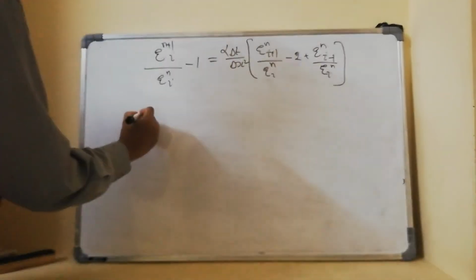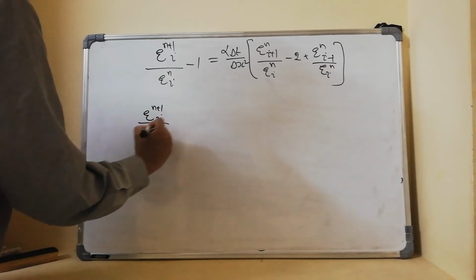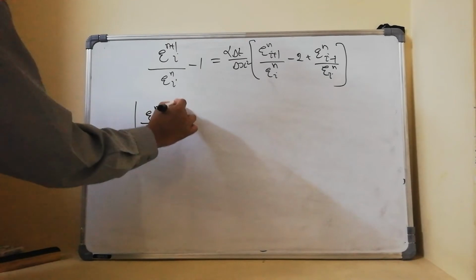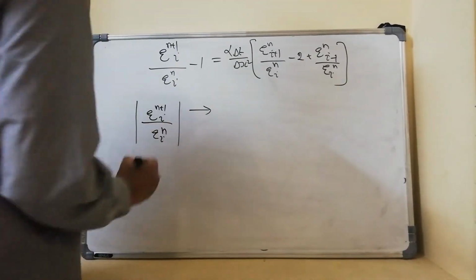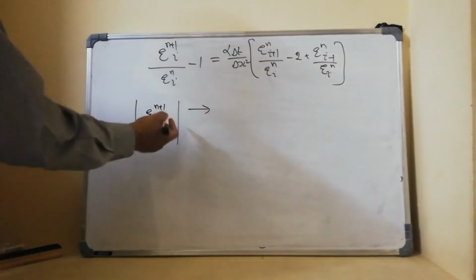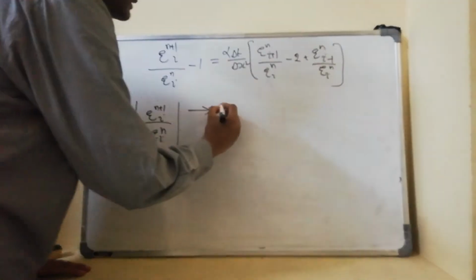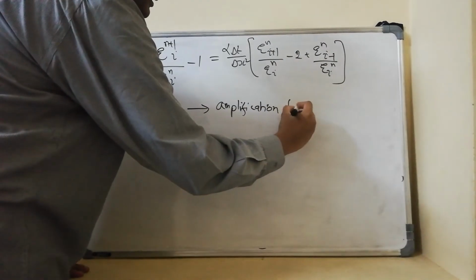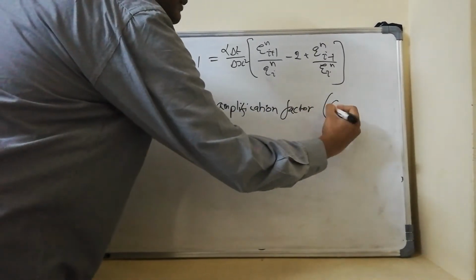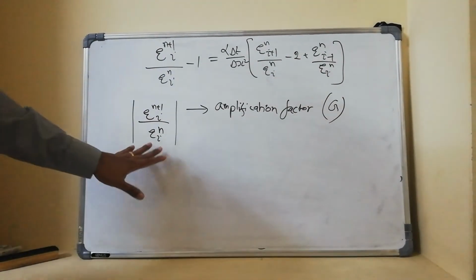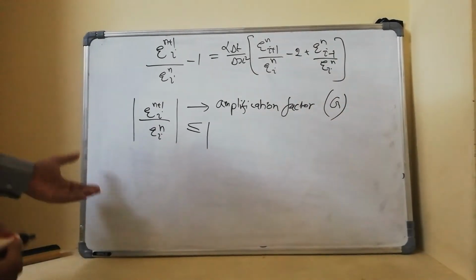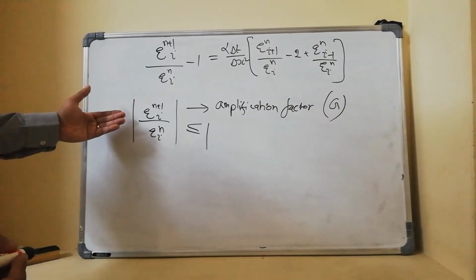Now this ratio ε_i^(n+1)/ε_i^n, the modulus of this ratio, is called the amplification factor. It is typically denoted by capital G. If this value is less than or equal to 1, we can say that our error is reducing, or remaining in bounds.